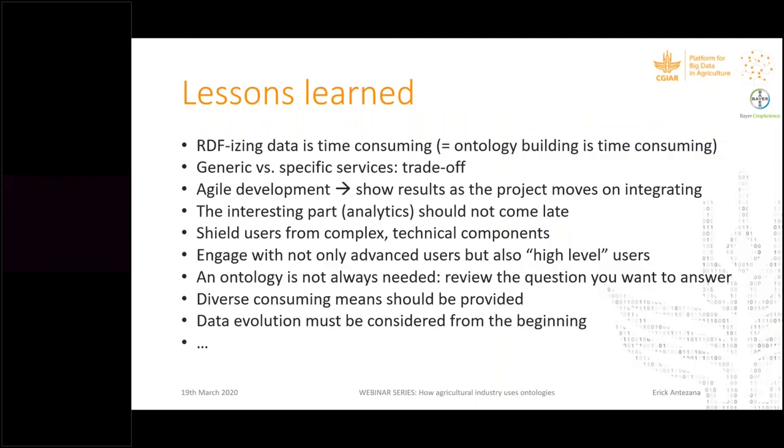So just let me finalize with some more lessons learned. I mentioned some of them are a sort of repetition, and perhaps also very well known to all of you. For instance, the first one: transforming certain types of data into RDF is not only a consuming task, but perhaps also not necessary sometimes. It's important to have trade-offs between generic and specific services, depending on how they are going to be consumed. Agile development is also an important aspect that needs to be taken into account.